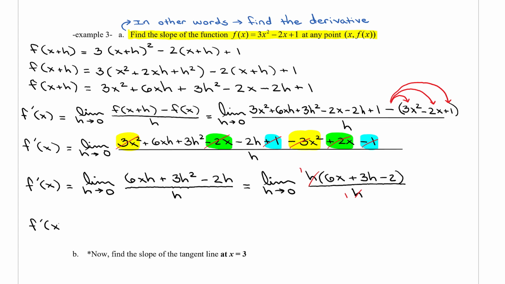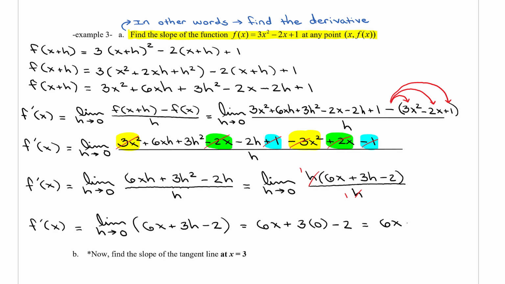f prime of x is equal to the limit as h approaches 0 of, inside parentheses, 6x plus 3h minus 2. Now, I can go ahead and do direct substitution. I'm going to substitute 0 for h, so this is going to be equal to 6x plus 3 times 0 minus 2, which is equal to 6x minus 2.